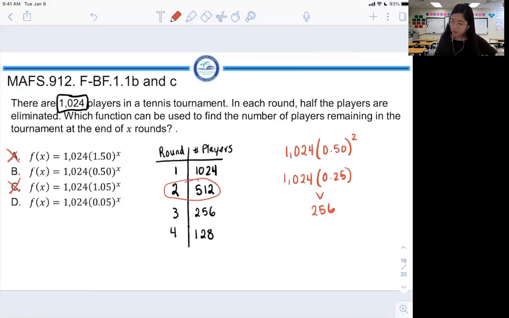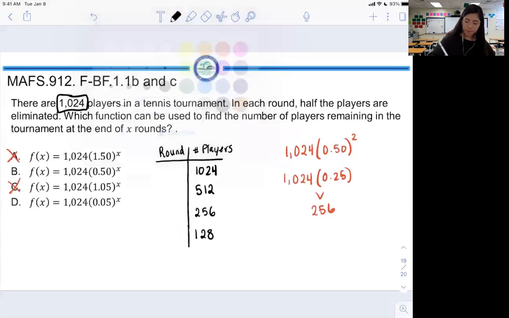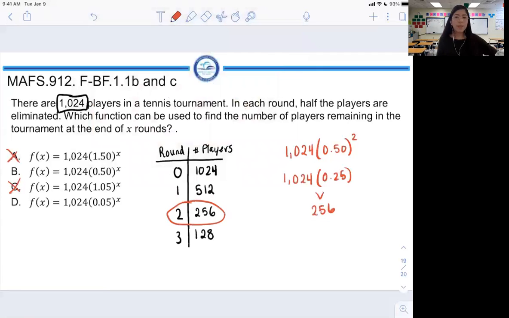Wait, is it 256? Yeah, it is 256. Oh, I know what I made, a little tiny mistake. I'm sorry, I got 25,600. I just realized I had the wrong exponent. I put 1, 2, 3, 4, but really it should be 0, 1, 2, 3. That was my bad, guys. So did we get the right answer? Yeah, we got 256, which is what we wanted.